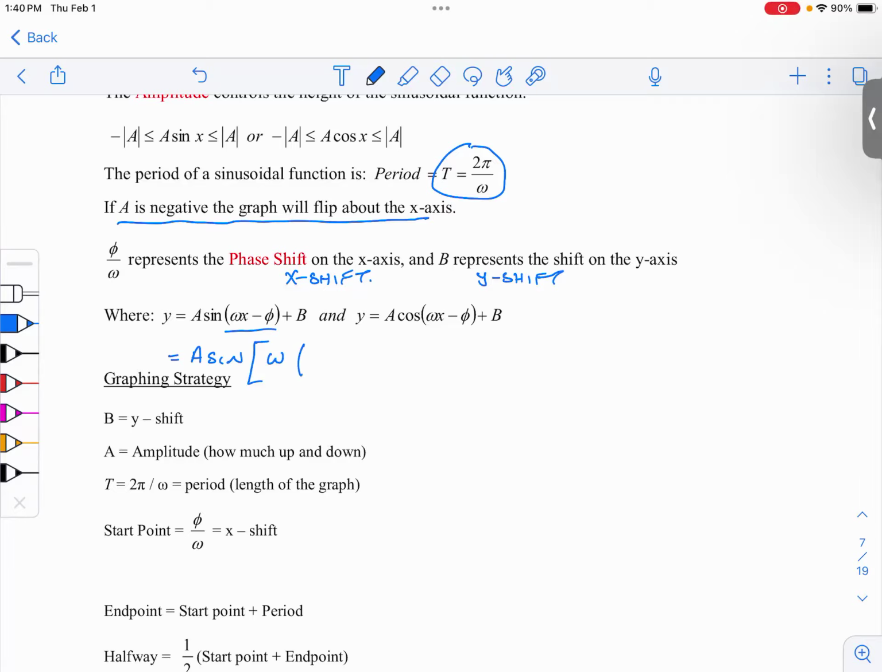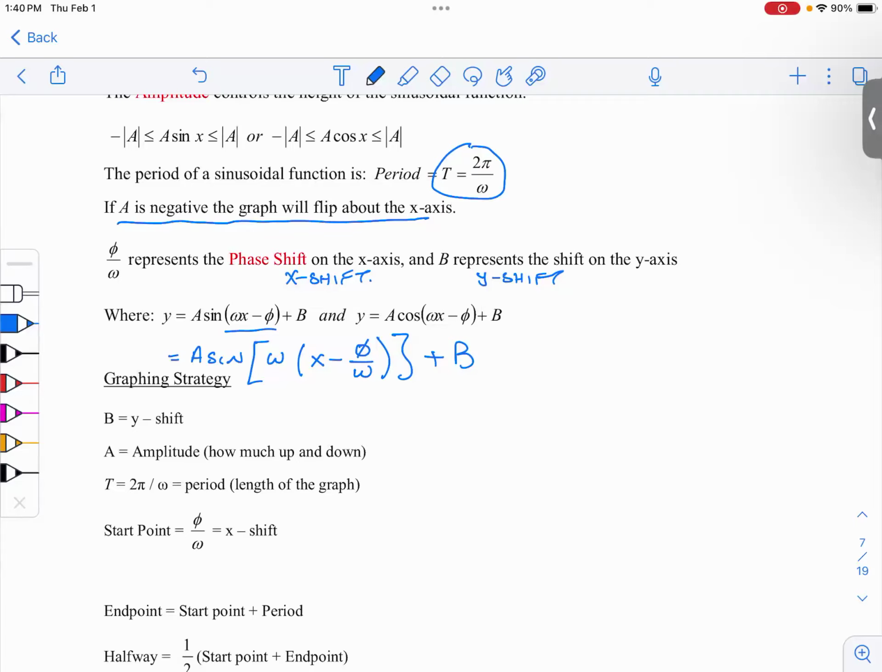factor omega, so you end up with x minus phi over omega. Most of the time, we will see it written like this, or we will adjust it to be written like this. So we have our pieces individualized. I have my amplitude, I have my omega, which relates to the period, I have my X shift, I have my Y shift. And it's just much easier to pull the pieces out when we have them in this form.